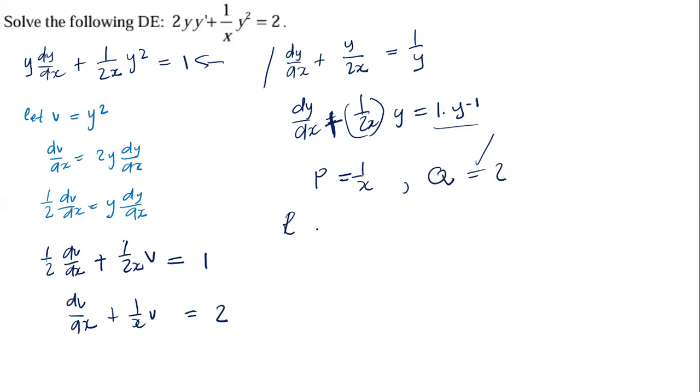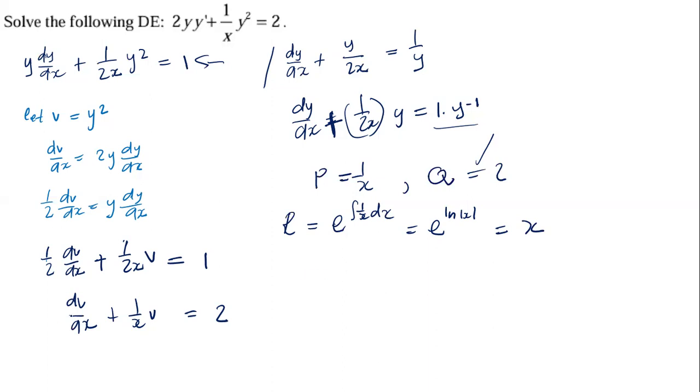Now, let us determine the integrating factor. The integrating factor in this case is going to be e to the integral of p dx, right? So my p is going to be 1 over x multiplied by dx, and then what is the integral of 1 over x? It's natural log of x, right? And therefore, we know that e to the power of ln x is going to be x, right? This will be my value of r, which is my integrating factor.